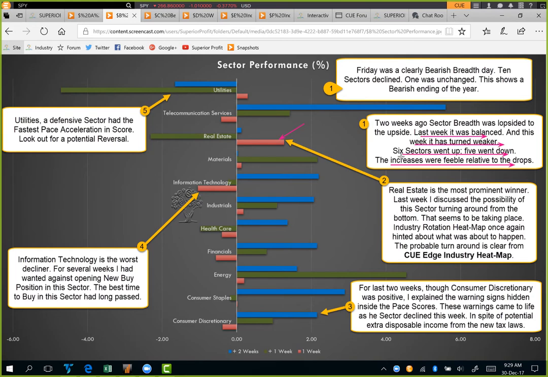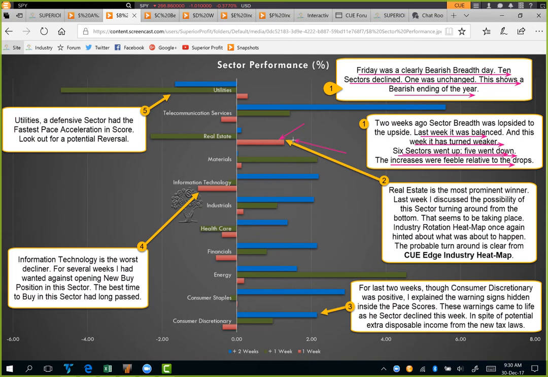Looking at the weekly performance, we still see that more sectors went up than went down. This seems to paint a slightly bullish picture, largely balanced, you can say. However, if we look at Friday's performance, the last trading day of the year, that was clearly bearish in terms of sector breadth. Out of 11 sectors, 10 declined. One was unchanged. This was certainly bearish.